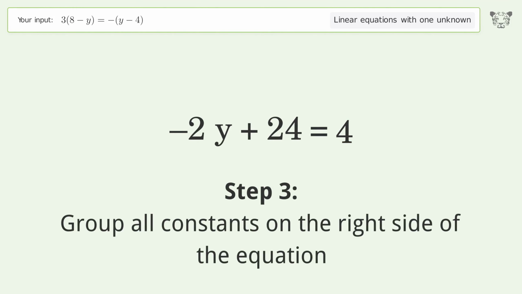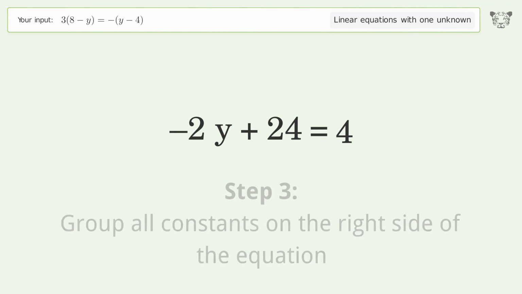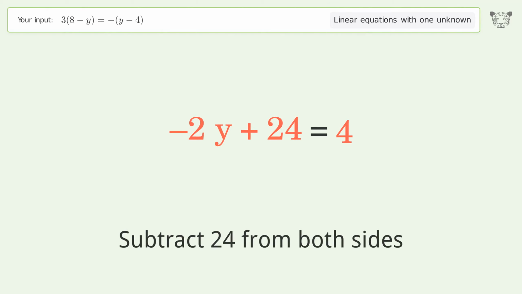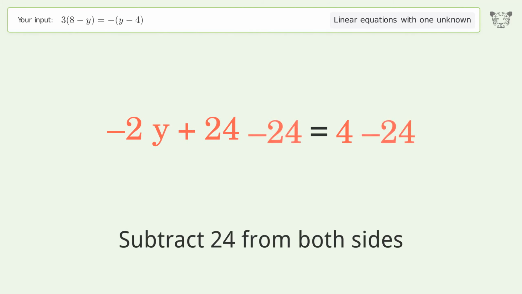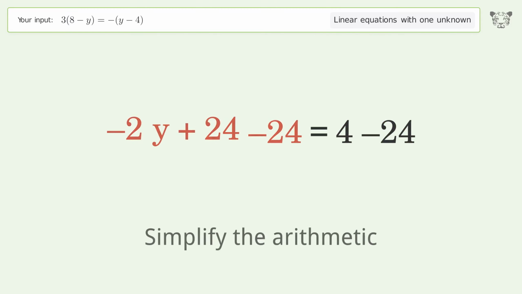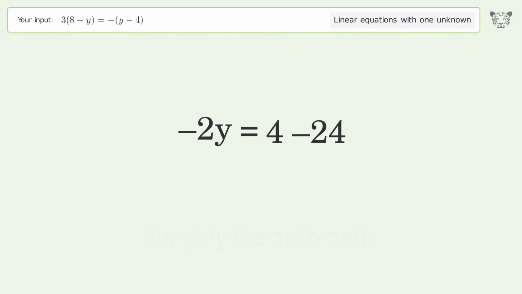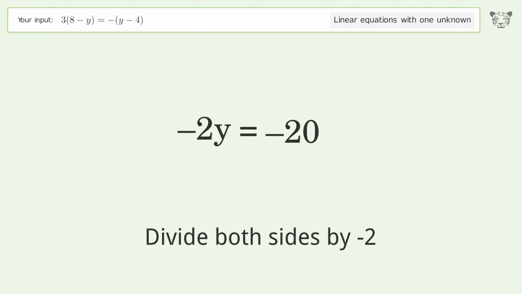Group all constants on the right side of the equation. Subtract 24 from both sides. Simplify the arithmetic. Isolate the y. Divide both sides by -2.